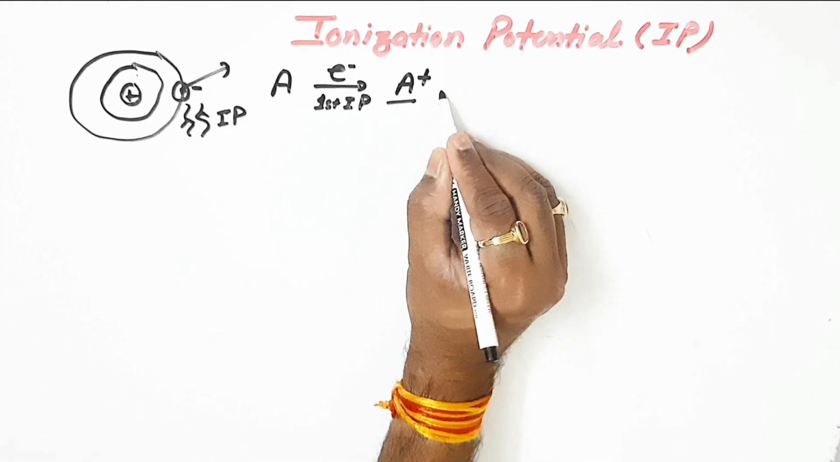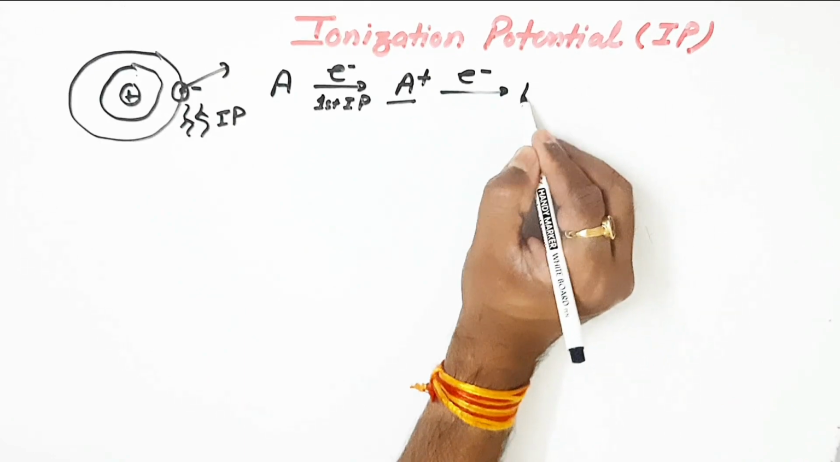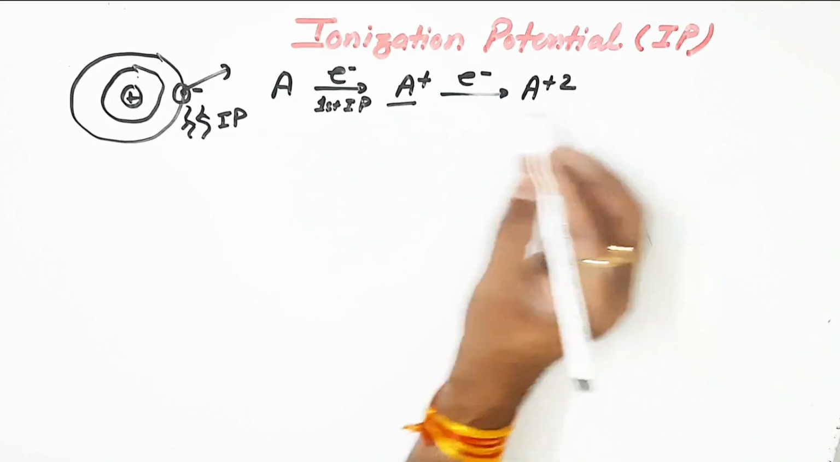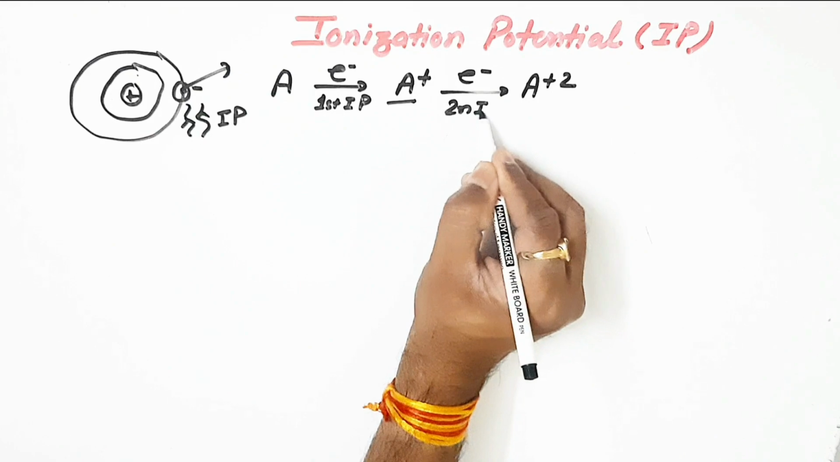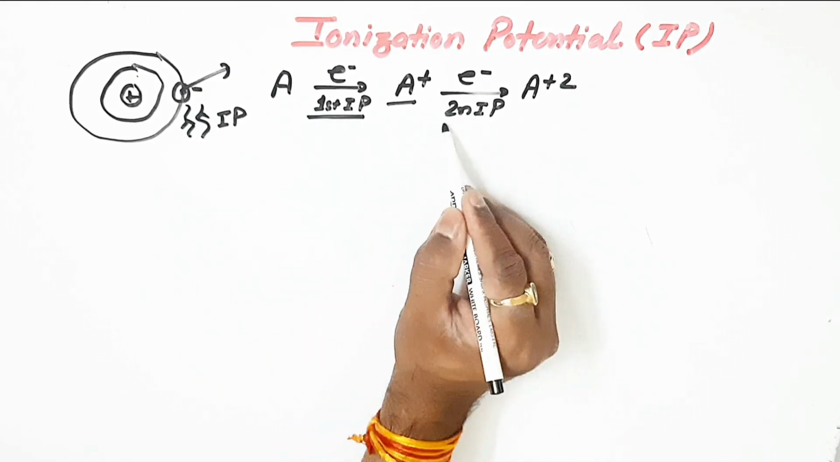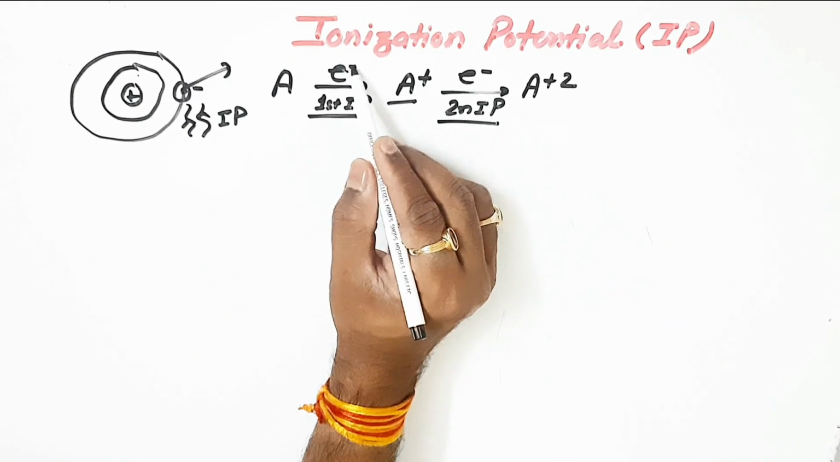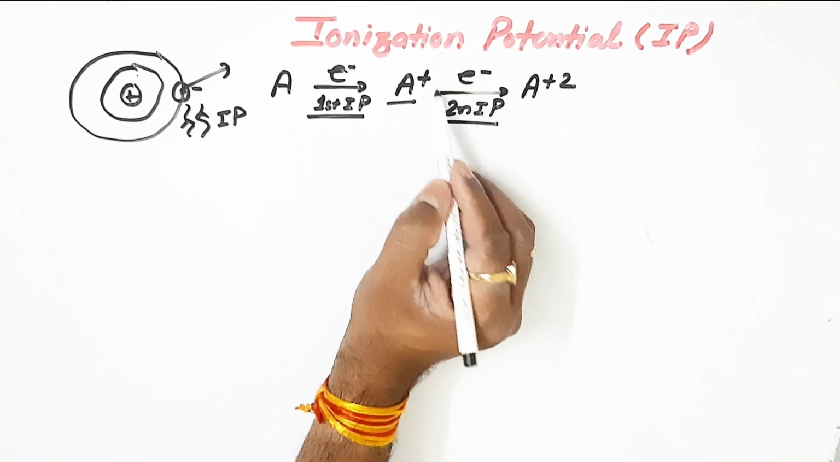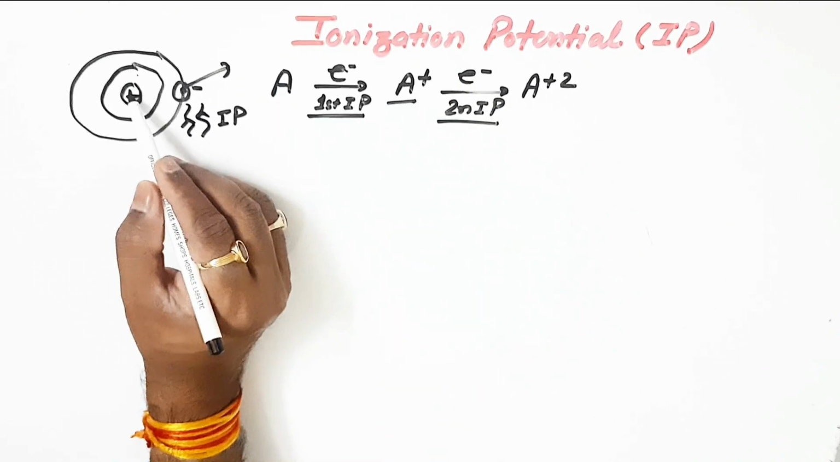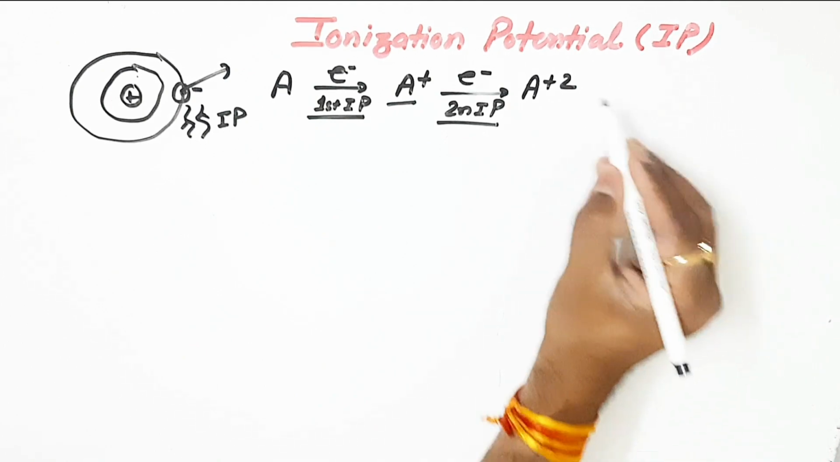If you supply more energy, then one more electron will be ejected out and it will convert into A plus 2. So this is the second IP. Surely the first IP will be small, the second IP will be more. Why? Because if one electron escapes, the number of electrons will reduce and the nuclear charge will be the same, so its hold on the electrons will be more, and so on.